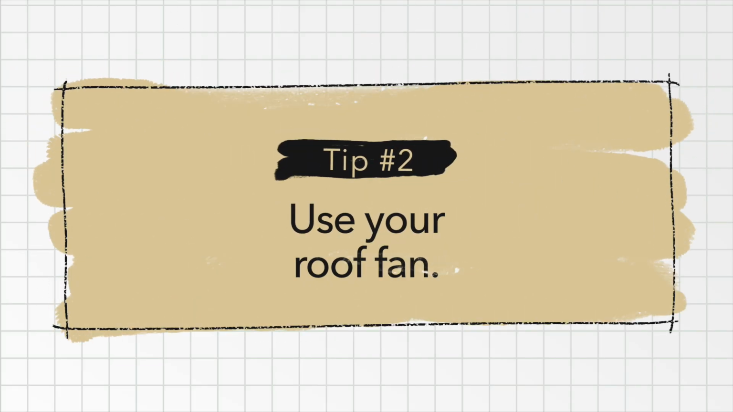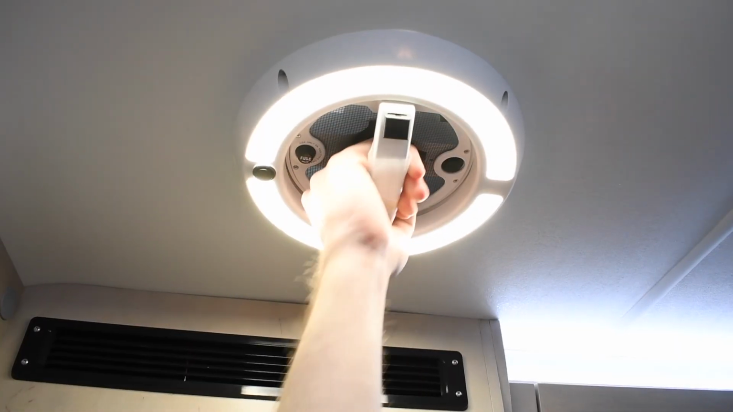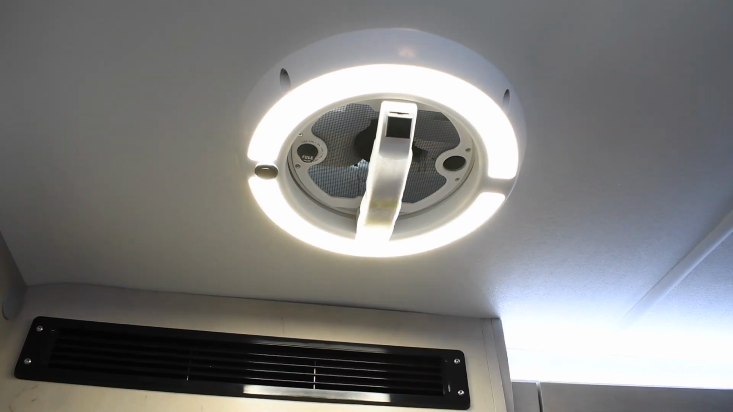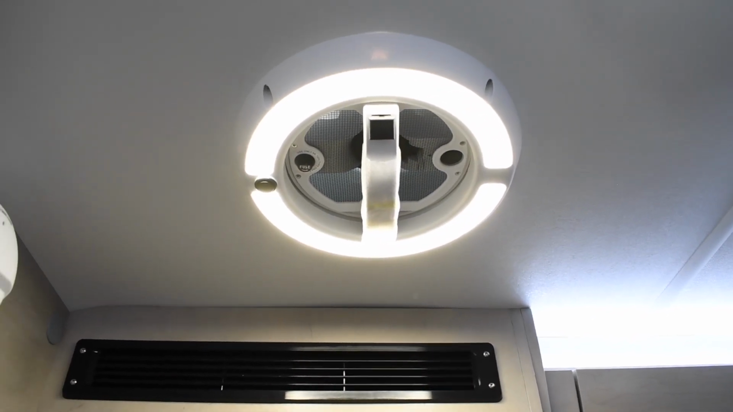Tip number 2. Use your roof vent fan to prevent condensation. For optimal airflow, be sure to open your vent and run the fan, even at a low speed. This simple step helps maintain a dry and comfortable environment inside your camper.